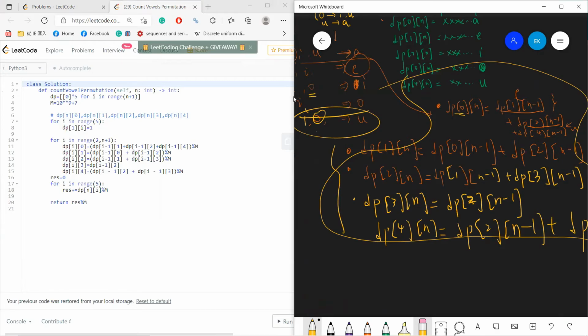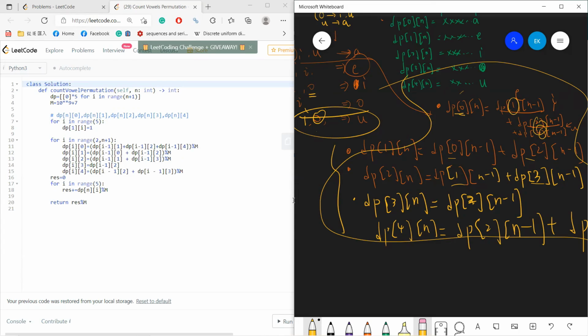I use indices 0, 1, 2, 3, 4 for the five vowels. You can see the transitions follow a pattern, and it's actually just the reverse transpose. And since M, 10 to the 9 plus 7, is very large, when you do the computation you should take the modulo at every step.